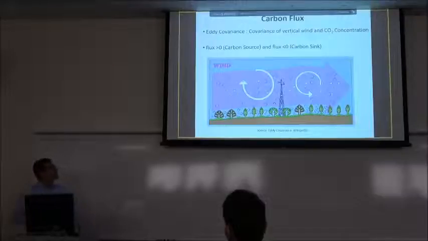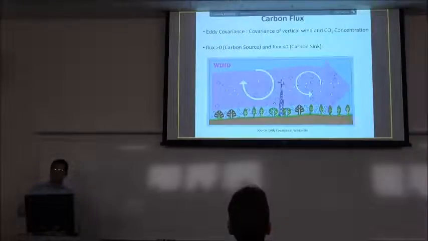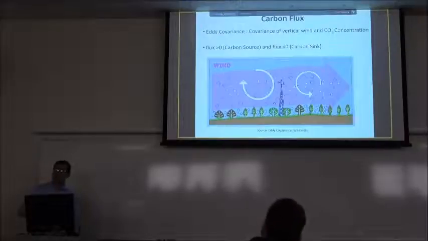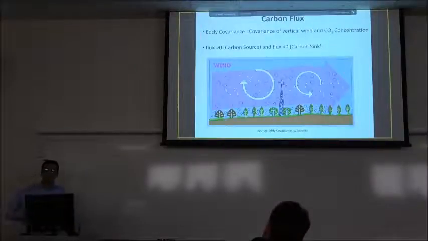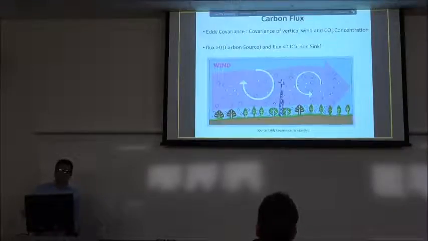In the figure, we can see that the big circle is representing the big eddies, whereas the small circle is representing the small eddies. These eddies are parcels of air which carry the CO2 in and out of the system. When they move up from the canopy, they carry the CO2 up, and when they move down, they mix with the air and bring the CO2 into the canopy.